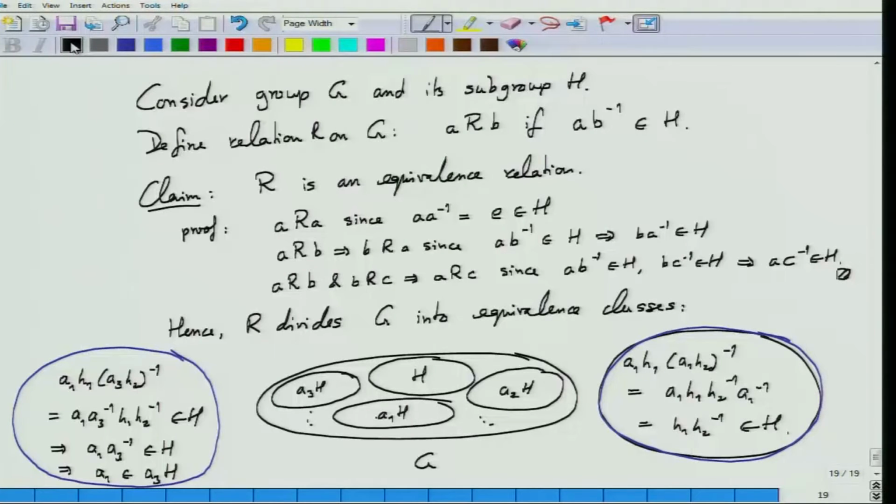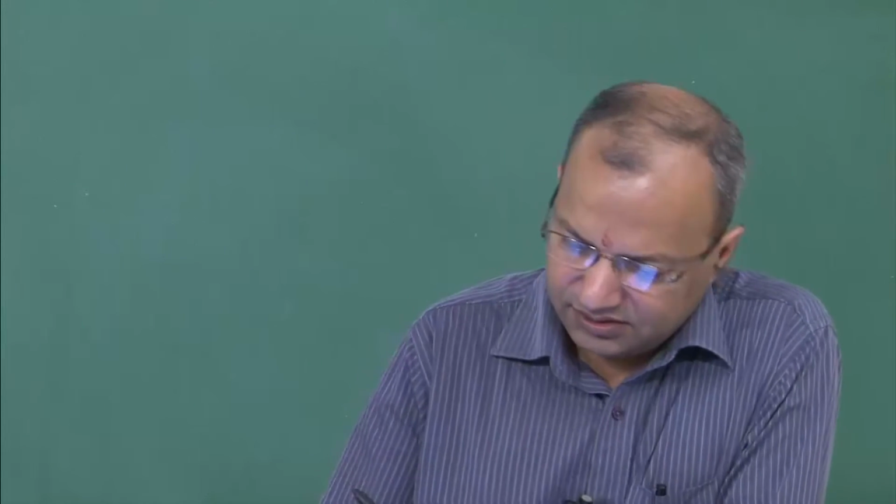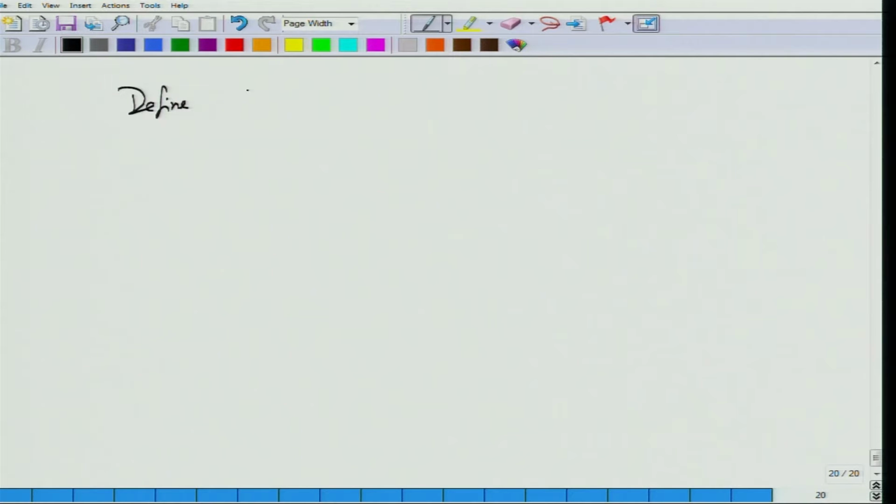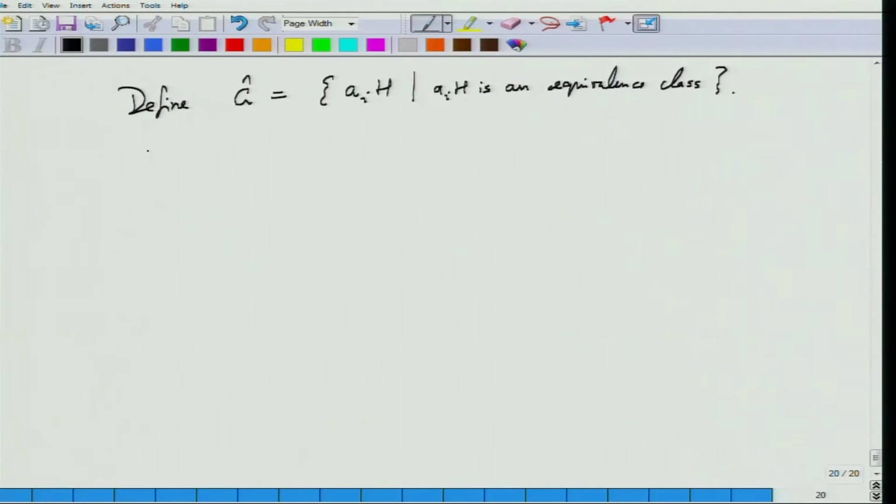So, at the end we have group G split into disjoint equivalence classes, each equivalence class being of the form some A1 times H. Now, I will do a little bit of magic. Let us collect all the equivalence classes and put them in one set, call it G hat, and let us define an operation on G hat.